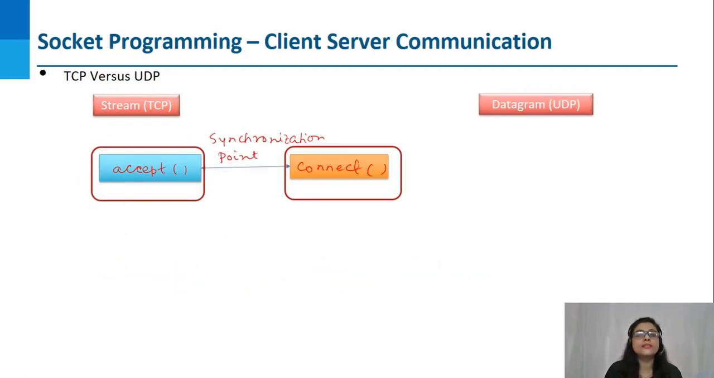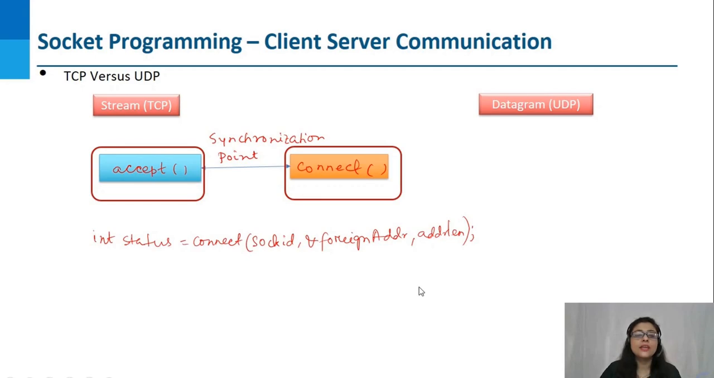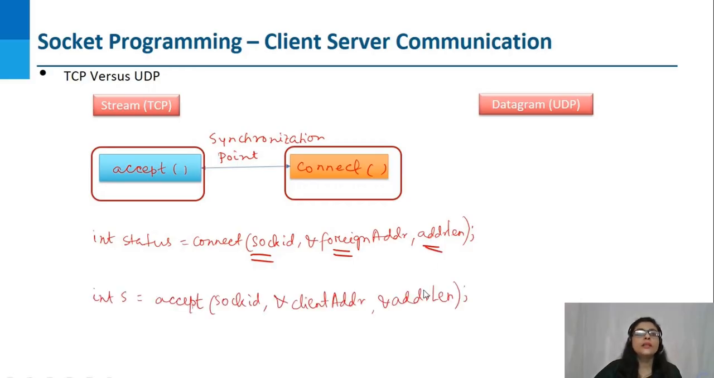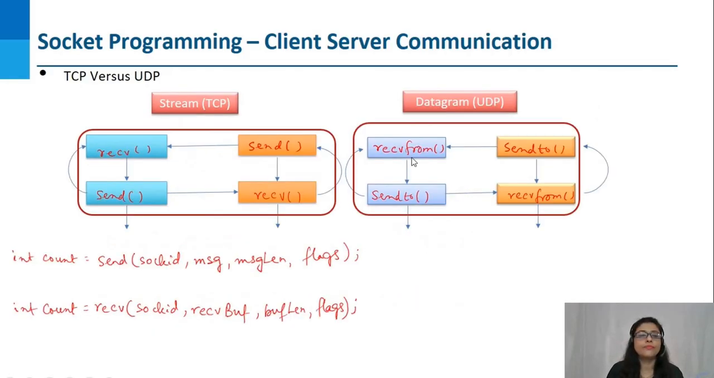Then there are the accept and connect system calls. For connection, the client is making the connection. So in int status connect, then give the sock ID and the foreign address and the address length. The server will accept it with the sock ID and the client address and address length.